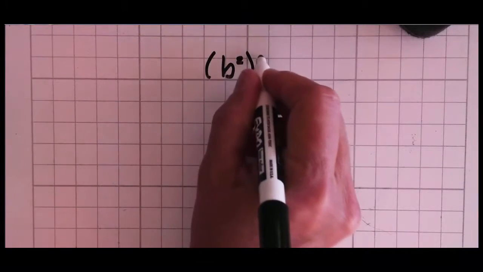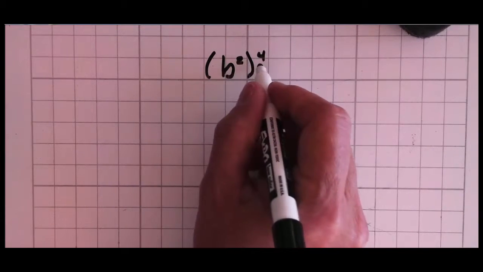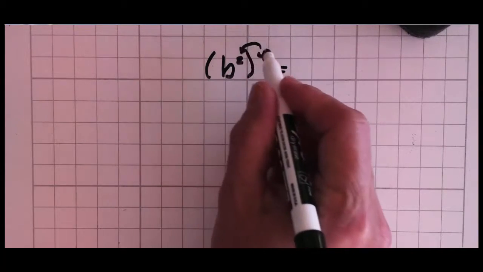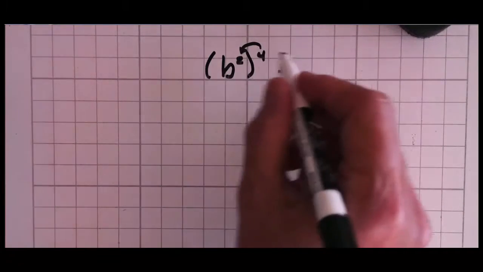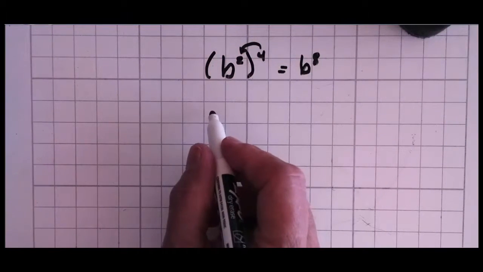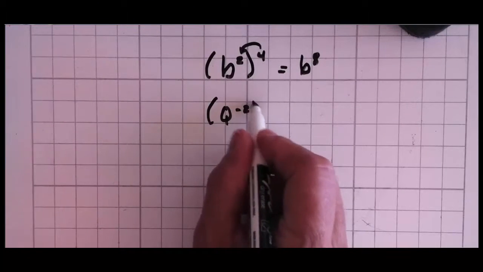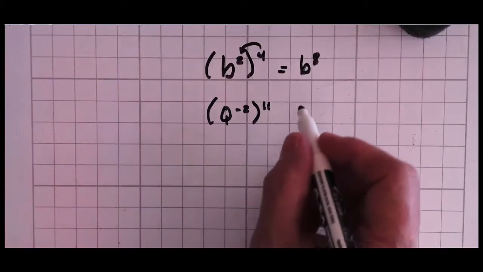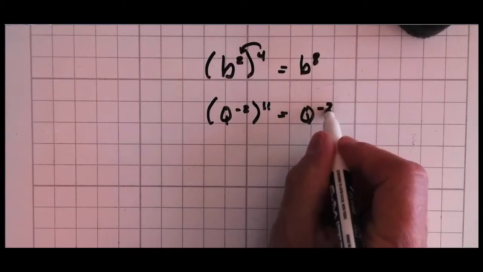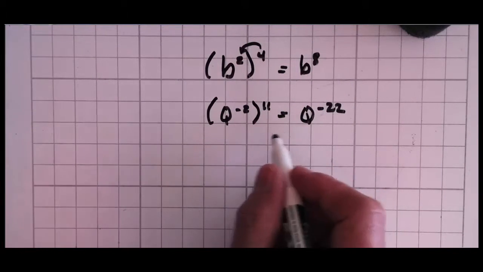Normally when you have an exponent like b squared, and it's in parentheses raised to the 4th power, what you do is you multiply the 4 times the 2. So it becomes b to the 8th. And that's pretty straightforward. Whether your exponent is positive or negative, it doesn't really matter. q to the minus 2, the whole thing raised to the 11th power, becomes q to the negative 22nd. So your regular integer rules apply.